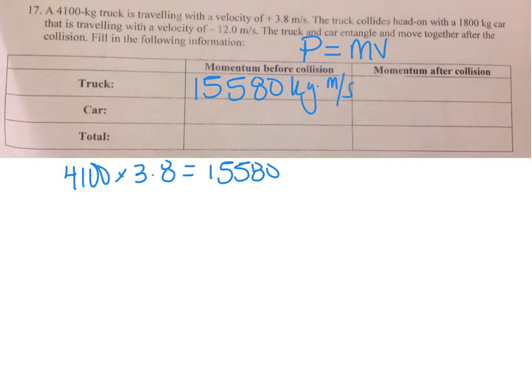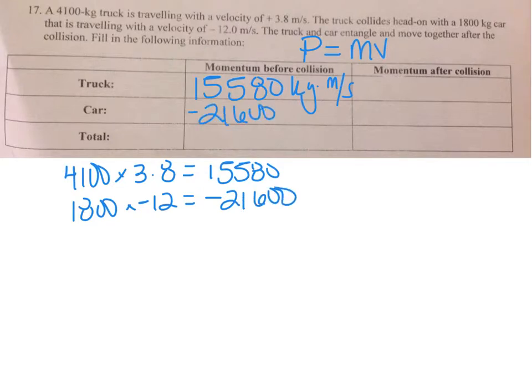All right, so that's pretty easy. For the car, you've got a mass of 1,800, and our car's velocity is negative 12, and you are going to leave that negative in there as well. So that's going to equal a negative 21,600, and that's kilograms times meter per second as well. Then to total up, you're just going to add that column up. So in this instance, we're going to have a total of negative 6,020 kilograms times meter per second as our total momentum of both vehicles before the collision occurs.